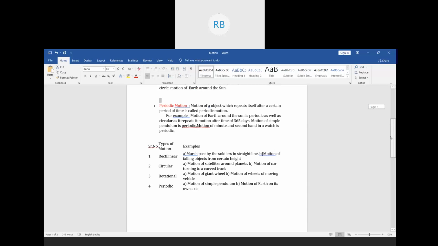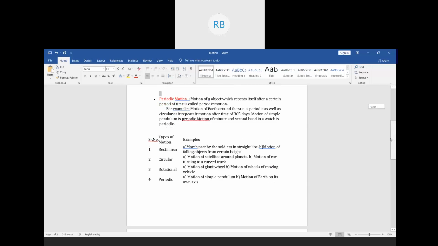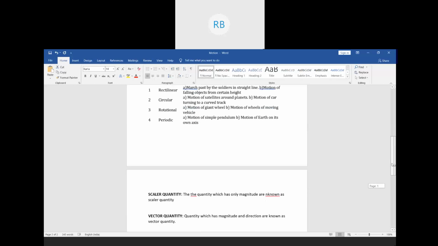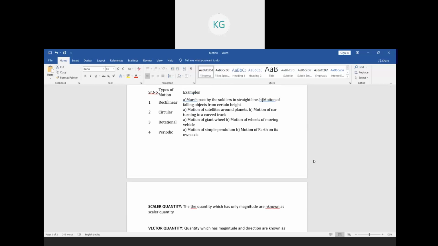Tell me. What is the issue? Excuse me, sir. Yes. What is the difference between circular and rotational? Circular and rotational is almost the same thing. That's why I have not given the definition. Circular, rotational almost same thing.